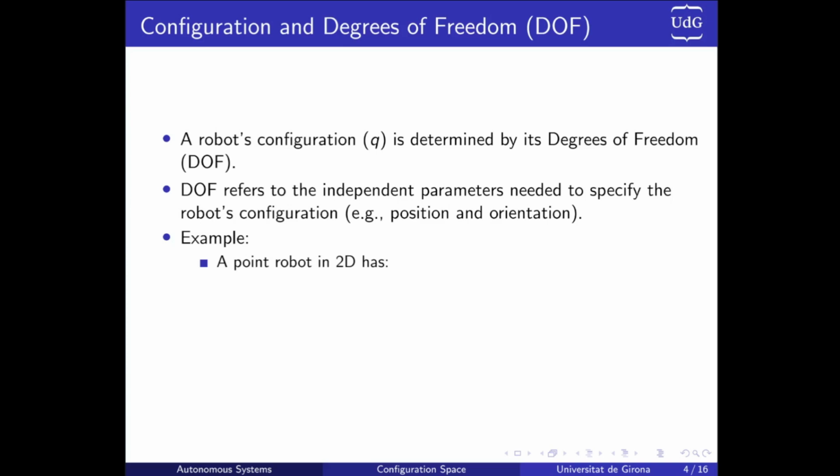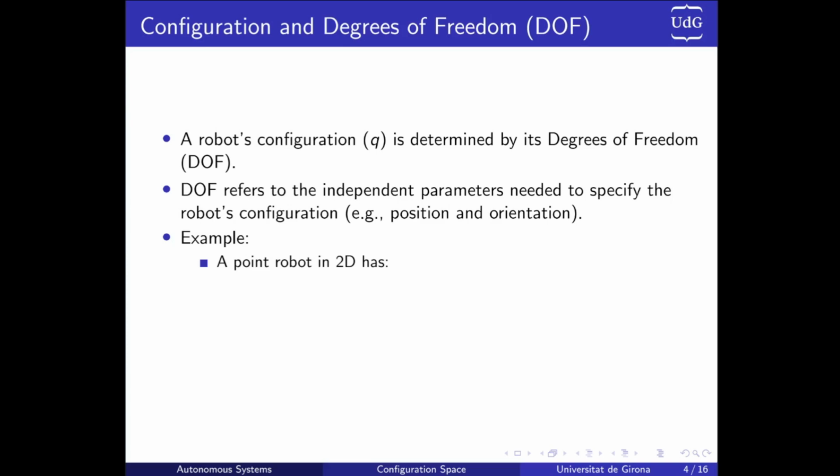In the previous example, I put X, and X means the full robot state. Sometimes we will put X, sometimes we will put Q, configuration, okay? And this is normally determined according to the degrees of freedom of the robot. Degrees of freedom refers to the independent parameters needed to specify the robot configuration.